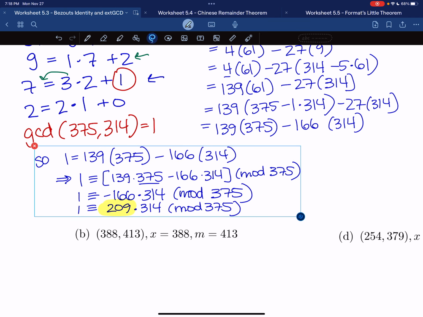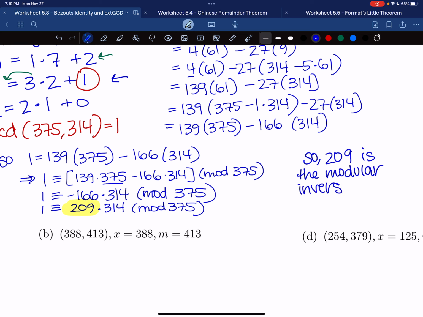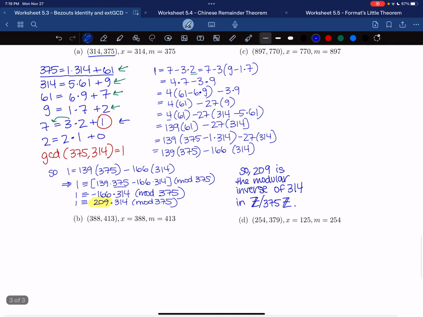So there we have it. And so in the end, 209 is the modular inverse of 314 in Z375Z. Okay, and that is the answer to that first question. There you have it.